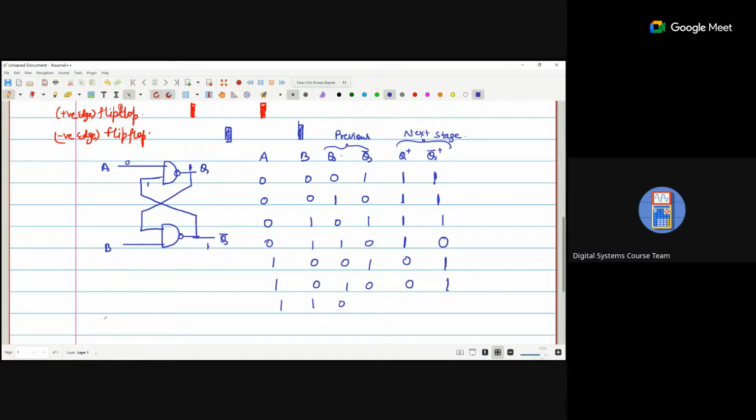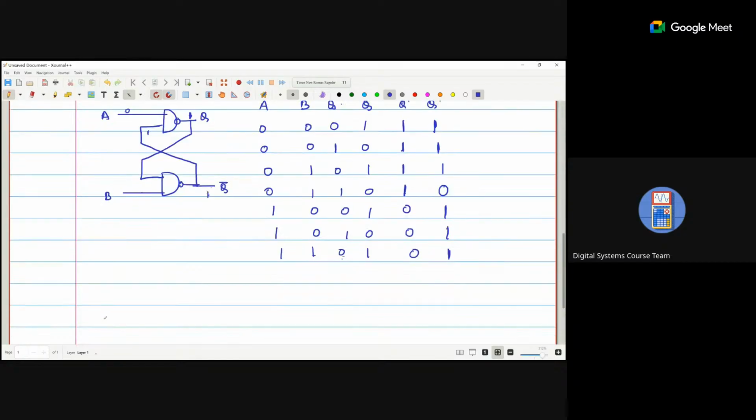1, 1, 0. Okay, so both will be 0. So Q bar is 1. And this one will go with A, so it is 0. 1, 1, 1, 0. Okay, so both will be 1, that means Q bar is 0. Q bar goes with A, so it becomes 1.